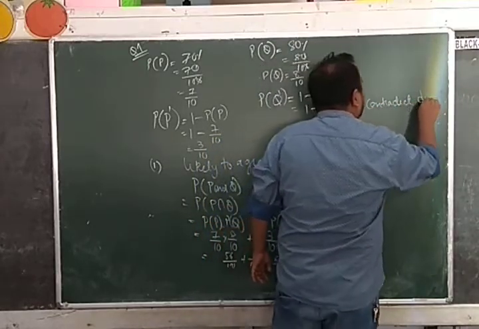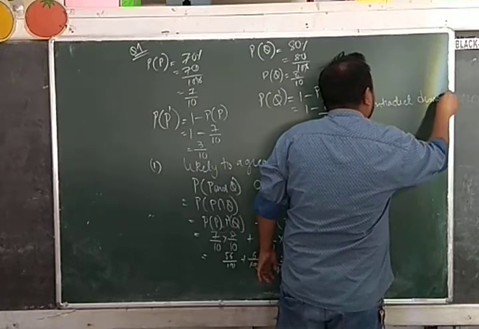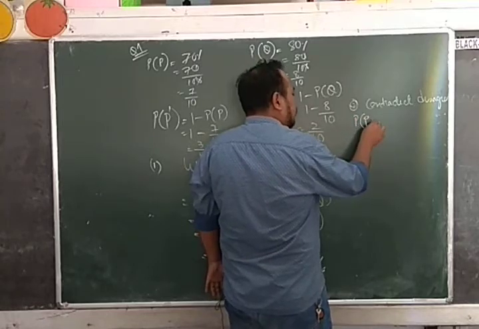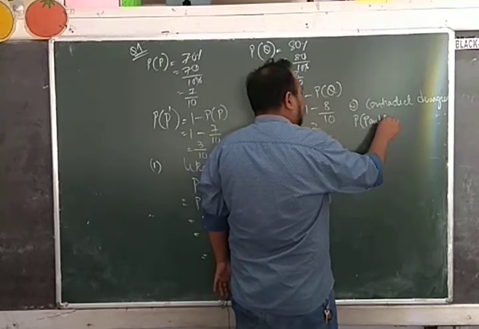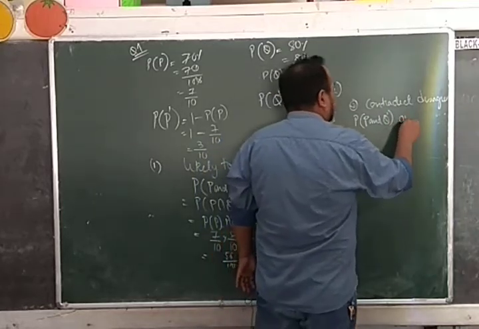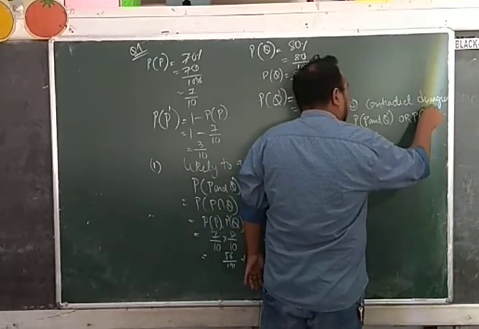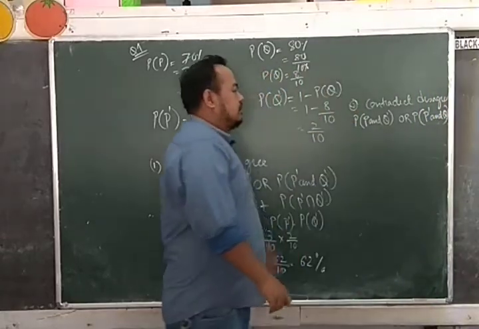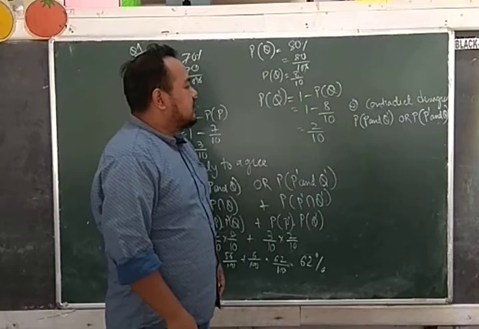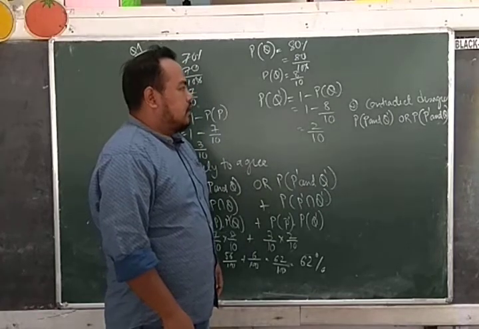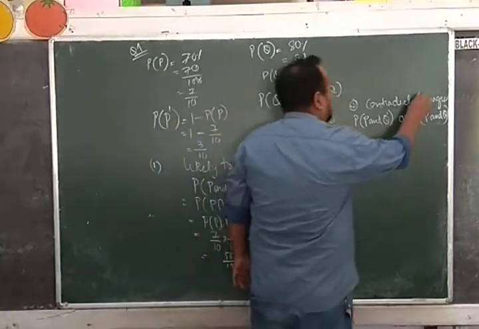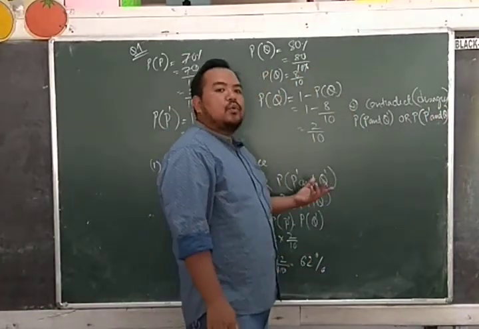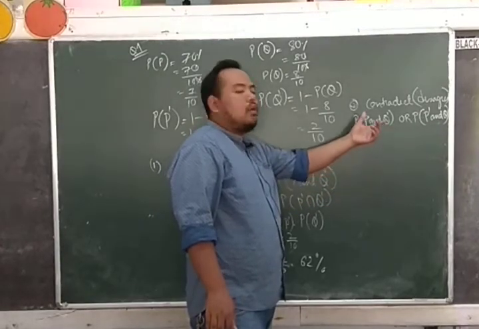Contradict means disagree. So we have two cases. Number one, P speaks the truth and disagrees, which means Q will lie. Or P lies and Q speaks the truth. These are the only two possible cases you can come across. Contradict means disagree. Is that clear? So disagree means if one speaks truth, the other will lie, but we don't know who lies, either P or Q.